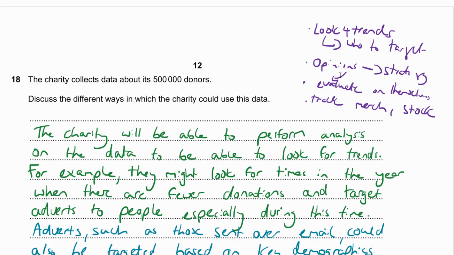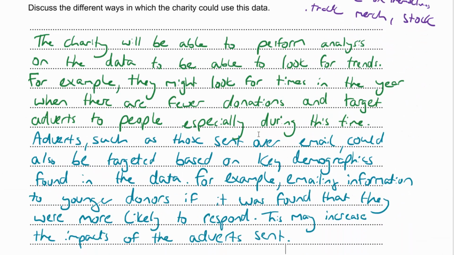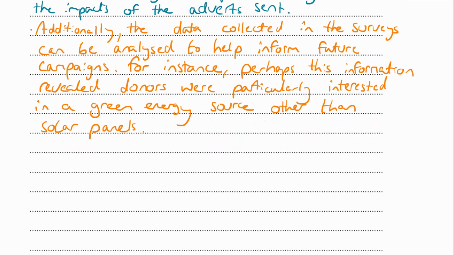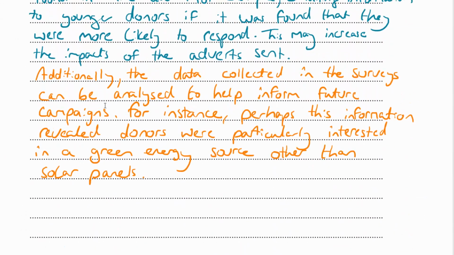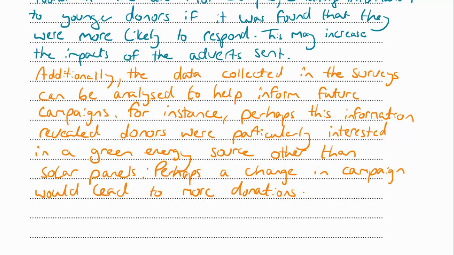Well, we can use opinions collected in the market research to inform their strategy. I've just made up an example here. I've said they can analyse the data collected in surveys to help inform future campaigns, remembering this is a charity after all, a charity campaign. So for instance, perhaps information revealed donors were particularly interested in a green energy source other than solar panels. It mentioned their focus was mostly on solar panels being installed on roofs. And so perhaps it would be more effective to change campaign and raise more money that way. So perhaps changing campaign would lead to more donations, which is really their goal.